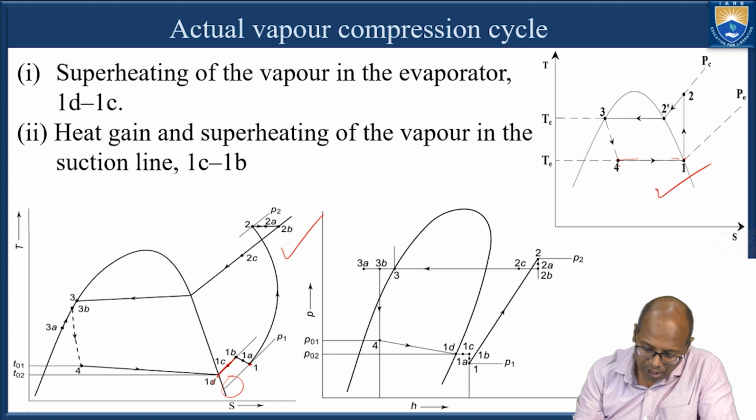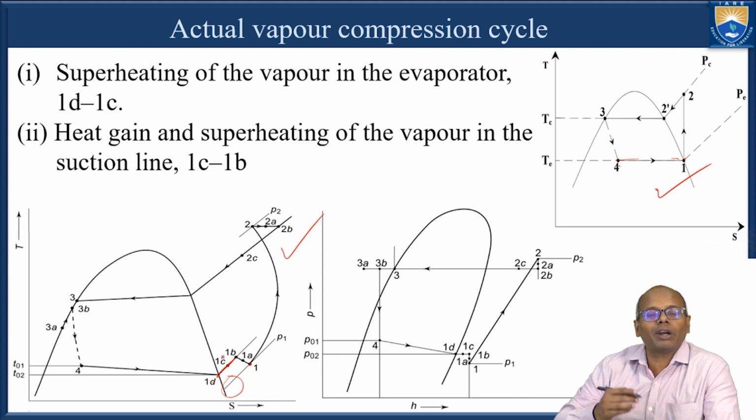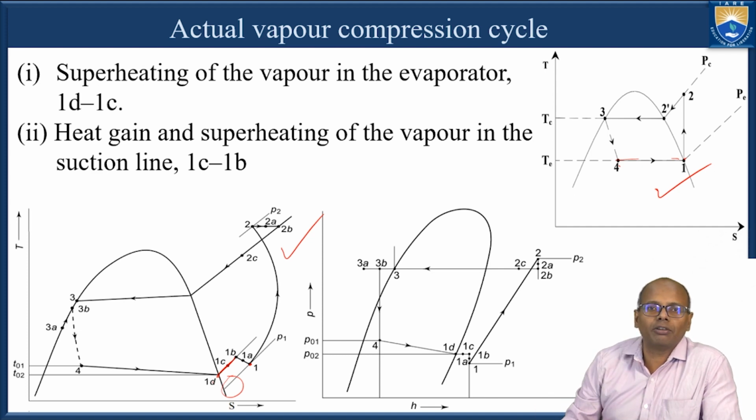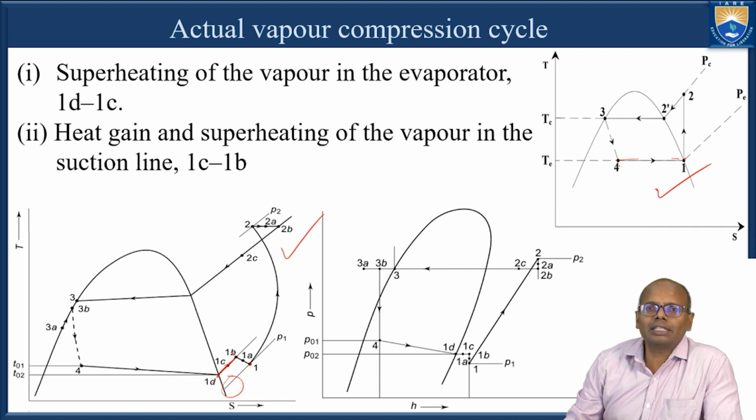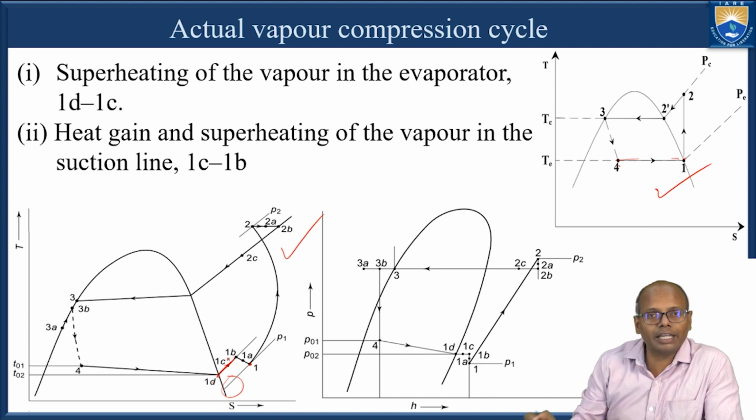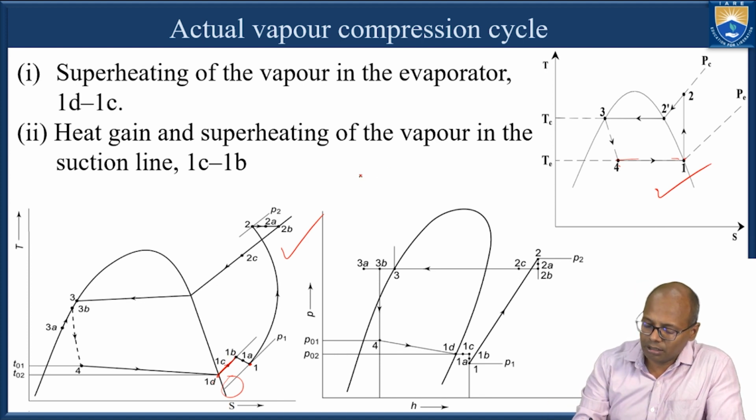So from 1D to 1C, some more heat is getting added to the vapor and it is becoming a superheated vapor. Now from 1C to 1B. So 1C to 1B, again some heat gain and superheating is happening, where in the suction line, so there is, this is the evaporator and this is the compressor.